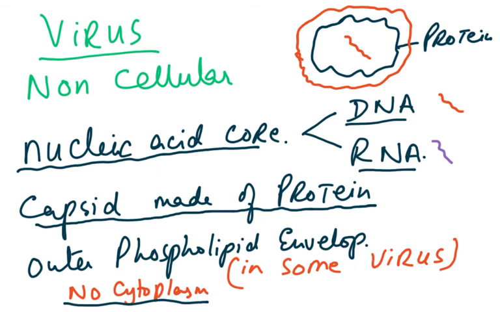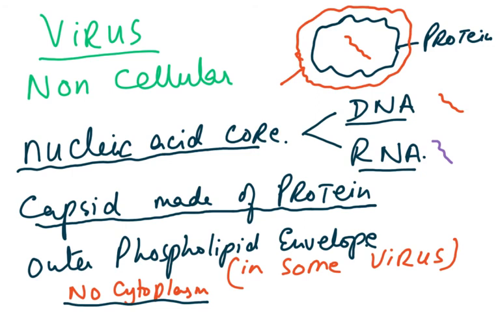In some viruses it has an outer phospholipid envelope. Now this outer phospholipid envelope is only present in some viruses. So the outer phospholipid envelope present in some viruses, then a protein coat which is present in all viruses, and a DNA or an RNA strand, but no cytoplasm, no mitochondria, no chloroplast, no other organelles.